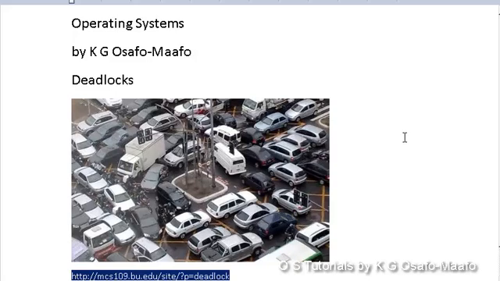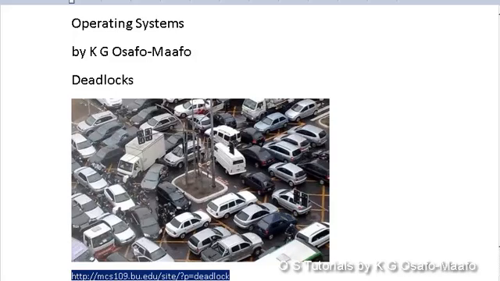This is an operating systems discussion on deadlocks. As you can see from the picture below, it shows a deadlock, usually a gridlock, but deadlock is worse because nobody can do anything. Looking at the picture here, you can see the cars can't go forward, and they really can't go back. And what they are sharing is the road.